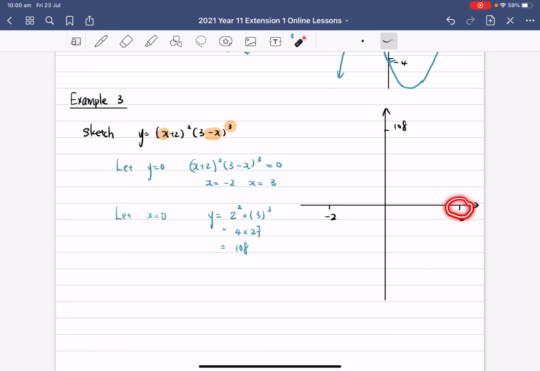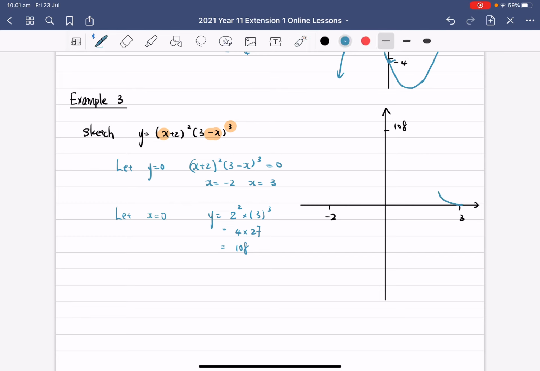But then at this point, the power is equal to 3. So what does that mean? If the power is equal to 3, what we need to do is draw the graph like a cubic style, okay? And that's power of 2 here. And we know the graph starts from the bottom right, okay? So this is what we are going to do. And this is what I'm going to do, okay?